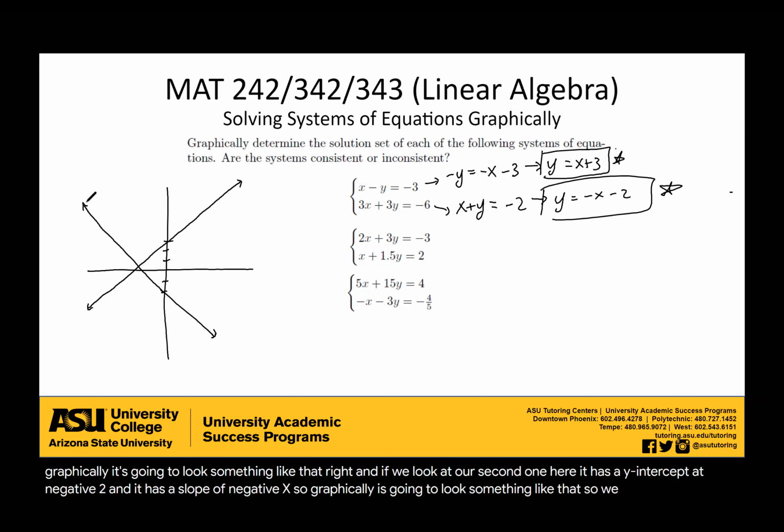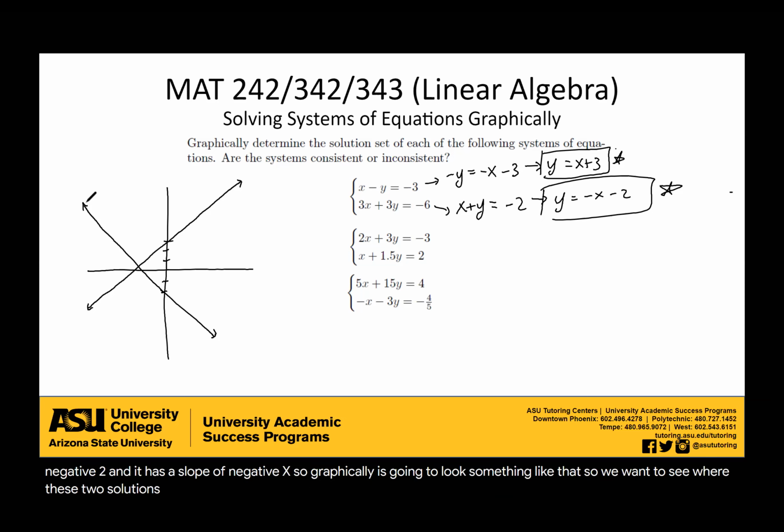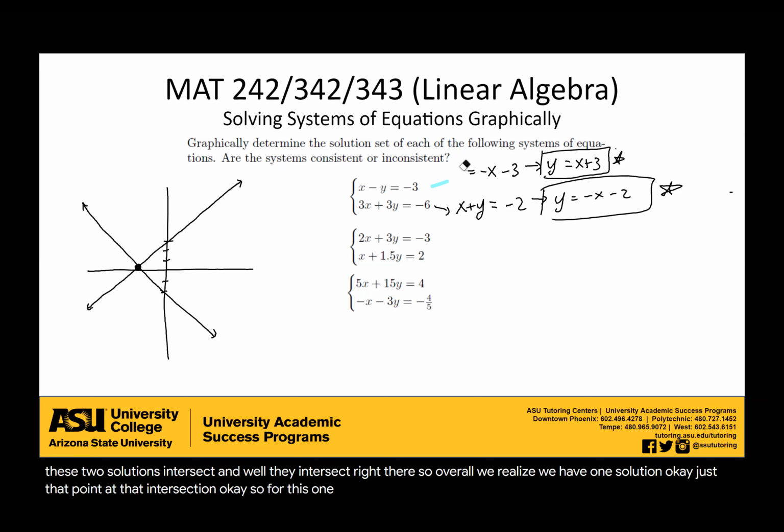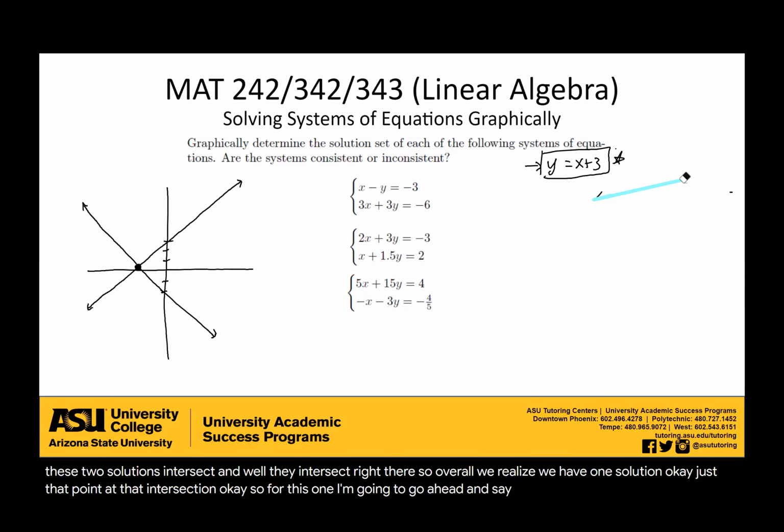So we want to see where these two lines intersect. And well, they intersect right there. So overall, we realize we have one solution, just that point at that intersection. Okay, so for this one, I'm going to go ahead and say we have one solution. Okay, cool. All right, let's move on to our next one.